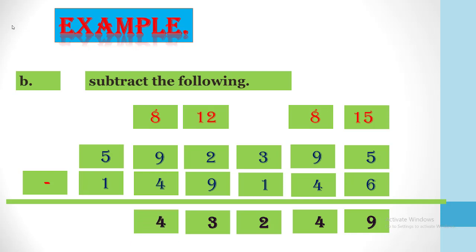The next column is 5 minus 1. It is equal to 4. So when we subtract 149,146 from 592,395, we get the answer 443,249.